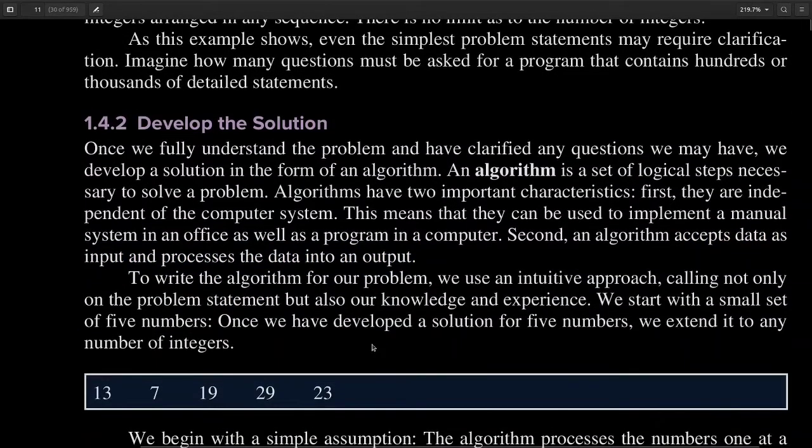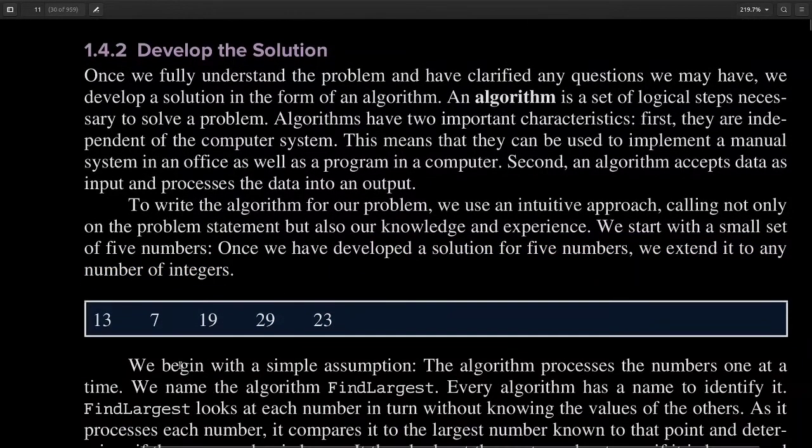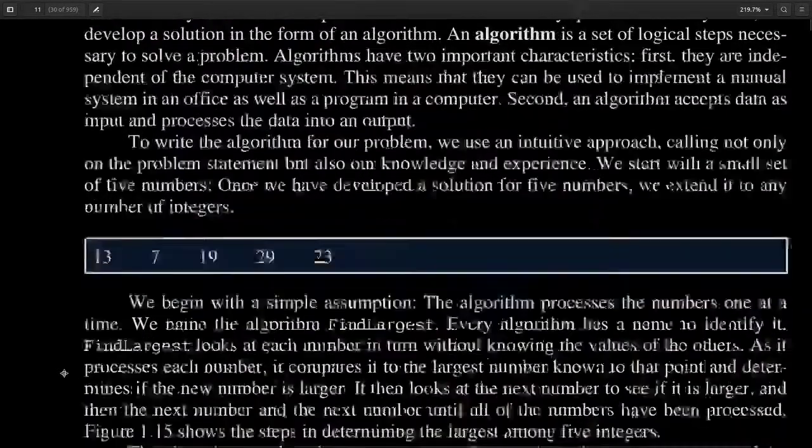In order to write an algorithm, we need to follow a certain language like pseudocode, or we can also use a flowchart. Let's say this is the given list of numbers: 13, 7, 19, 29 and 23. We want to develop a solution where we give all these numbers as input to the algorithm, and once the algorithm processes them, it can find the largest number given in the list.